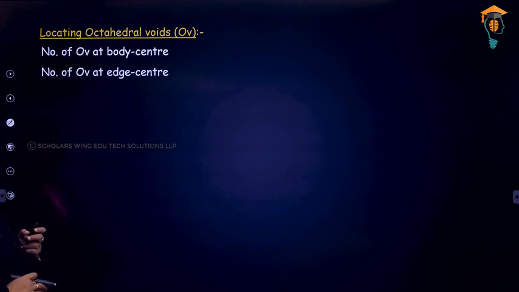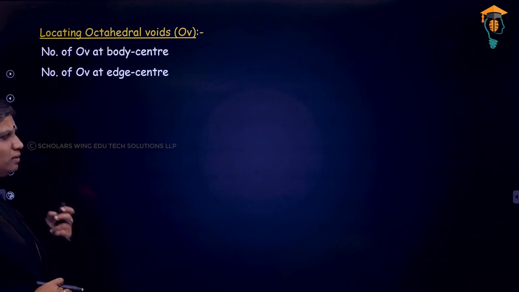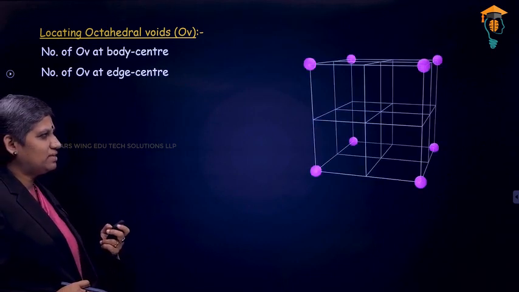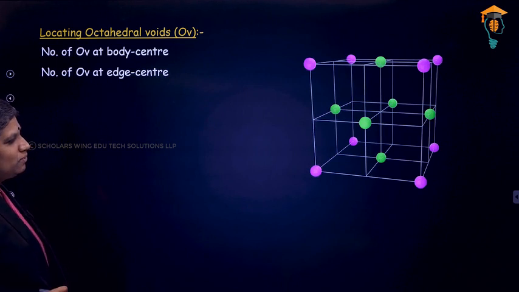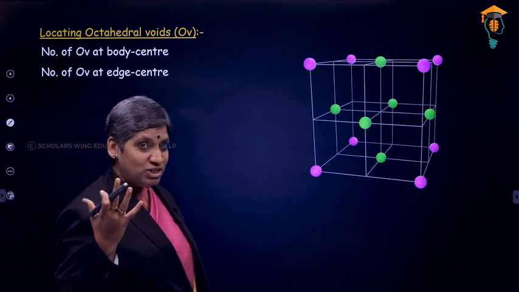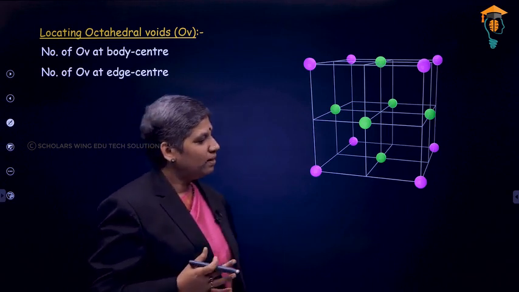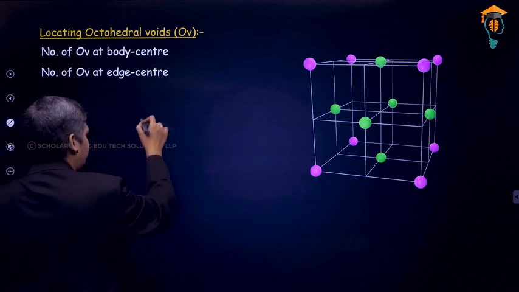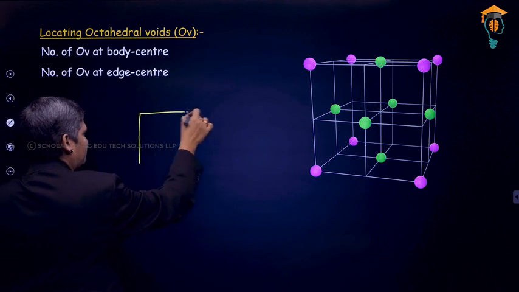Number of OVs at edge center. For that, let us take a look at the FCC unit cell once again. So, before we look at the edge center, first of all, you should know how many edges are present for a cube. So, let me draw a cube for you. A simple cube.